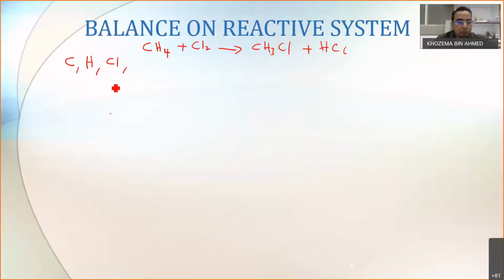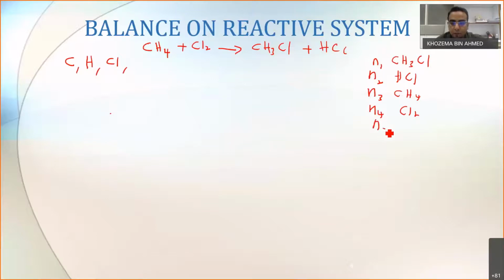So we want to do balance on these three atoms. If we were to start, of course, we have to start again by finding our limiting reactant and finding how much methane is consumed. So if you look here, I'll just write: N1 is for our chloromethane, N2 is for our HCl, N3 is for our methane, N4 is for our chlorine gas, and N5 here is for our N2. We already know N5 is equal to 10.